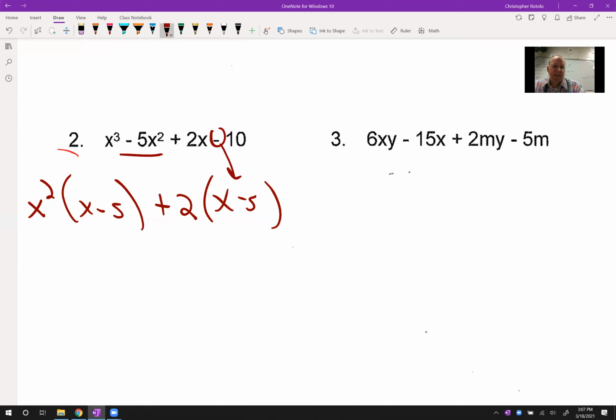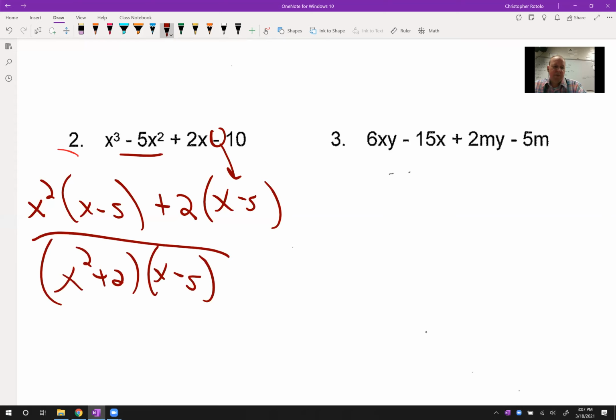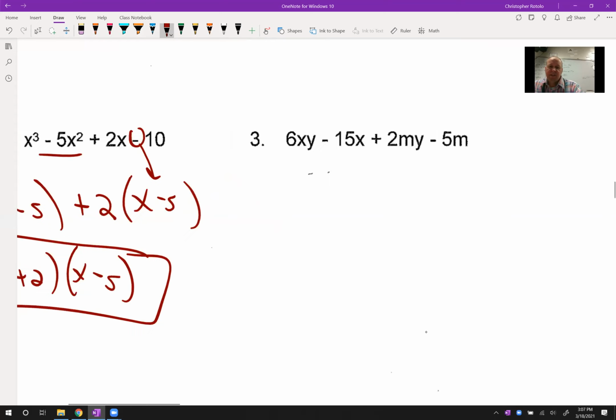Kind of full circle idea. And I don't want to change the sign because it's already negative. So there we go. So x squared plus 2 goes together, and x minus 5. Easy peasy, as they say.